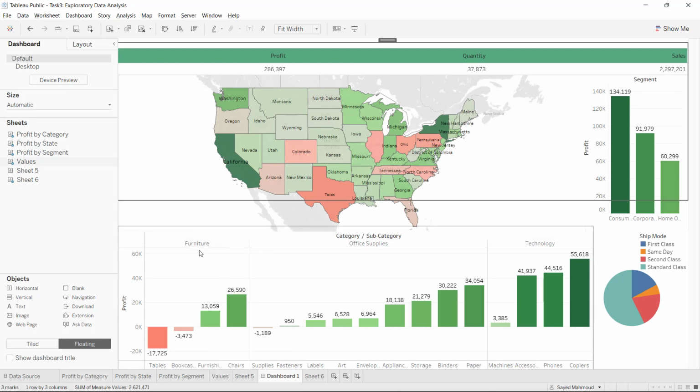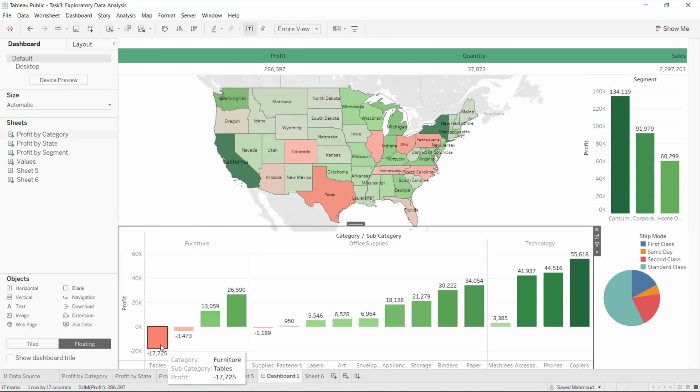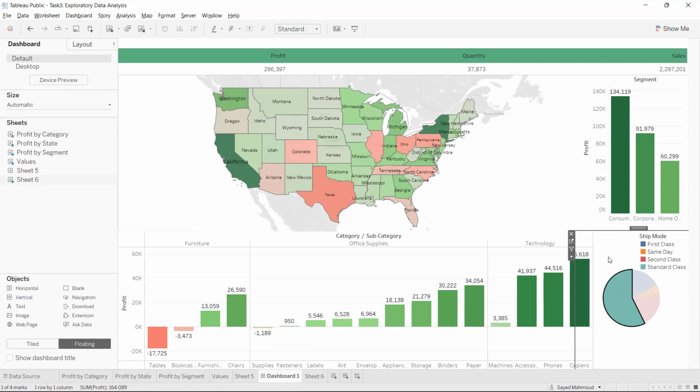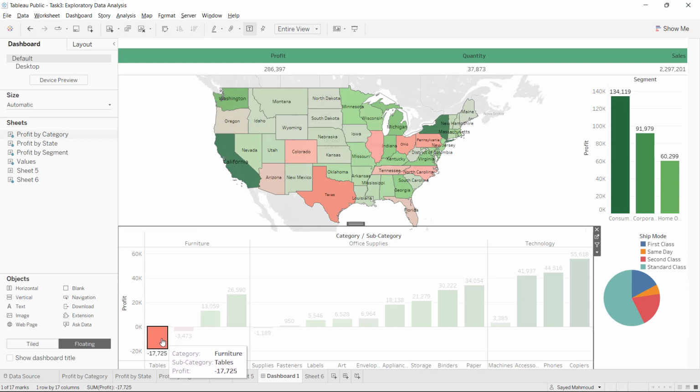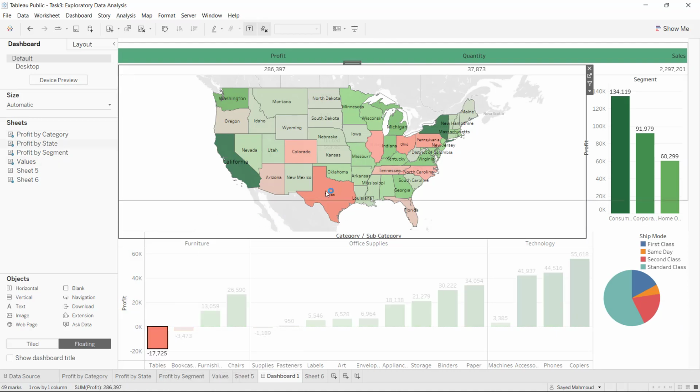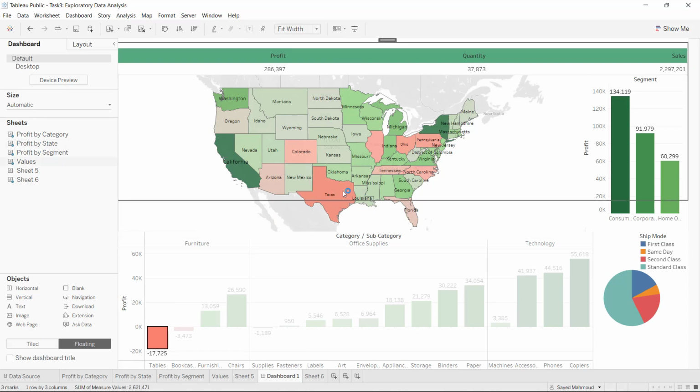The category of furniture has the lowest profit too, and here the standard class has the highest, while the same day has the lowest, but they are not negative profit, while furniture tables is negative, so we have to improve it. Texas has to be improved too much, as all its categories were negative.